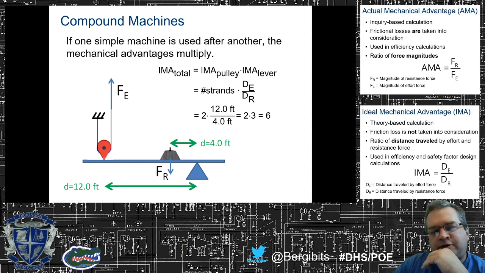Remember, IMA of a lever is distance effort divided by distance resistance. Distance effort is 12 right there, from here to my fulcrum is 12. My distance resistance, from fulcrum to resistance, is 4. 12 divided by 4 is 3. 2 times 3 is 6. So my IMA total is 6.